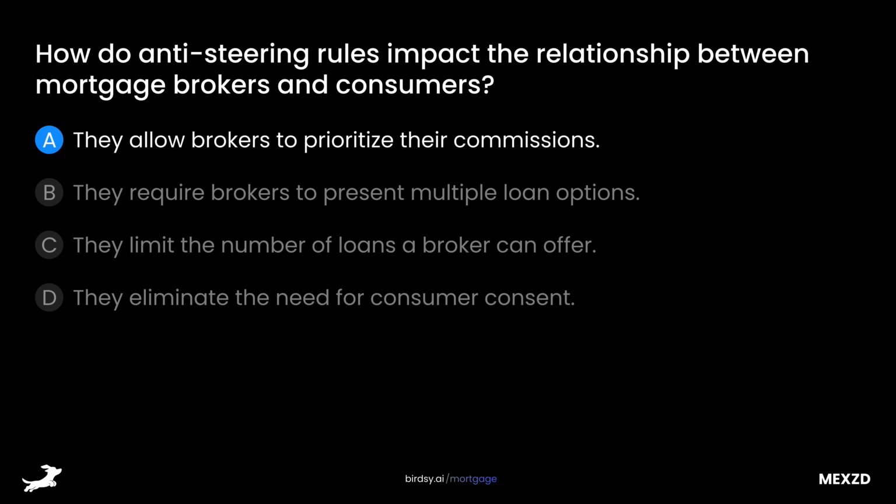Is it A. They allow brokers to prioritize their commissions, B. They require brokers to present multiple loan options, C. They limit the number of loans a broker can offer, or D. They eliminate the need for consumer consent? The answer is B. They require brokers to present multiple loan options.